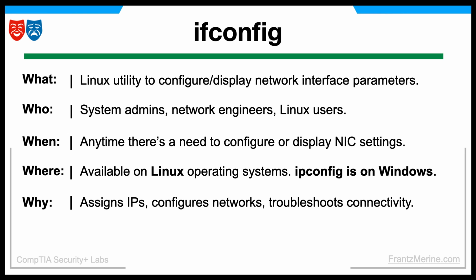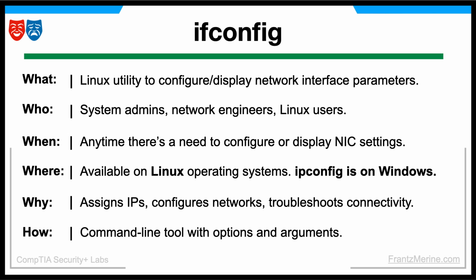IFCONFIG is used to manage network interfaces, assign IP addresses, configure network parameters, and troubleshoot network connectivity. The utility is invoked from the command line, allowing users to view and modify network interface configurations by specifying various options and arguments. The rest of the how is what this video is all about, so let's get into it.